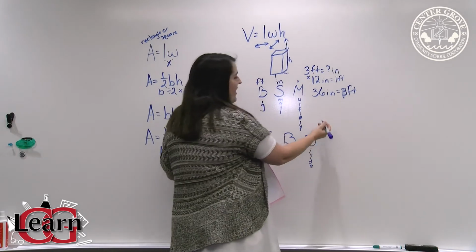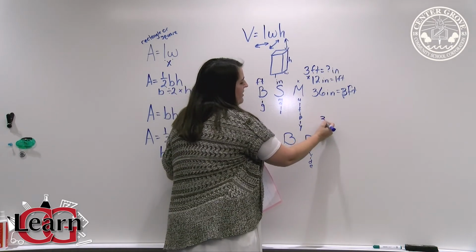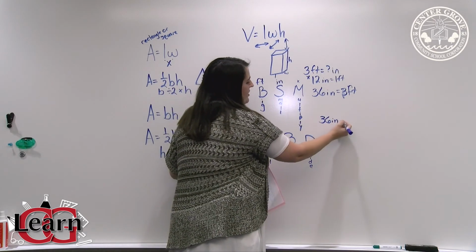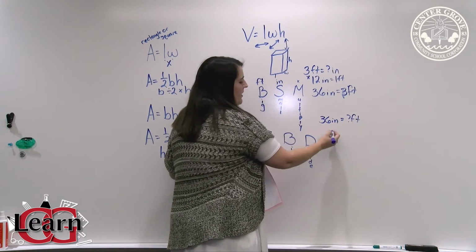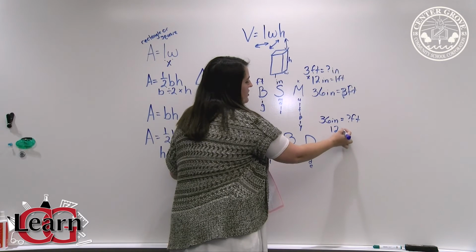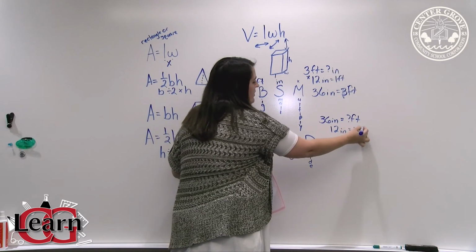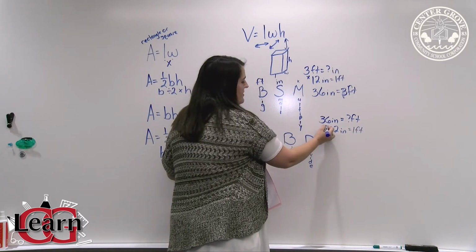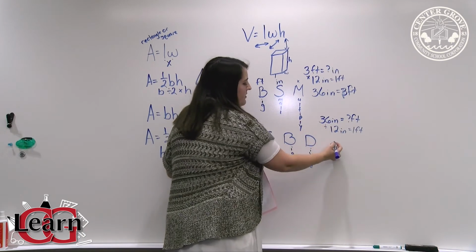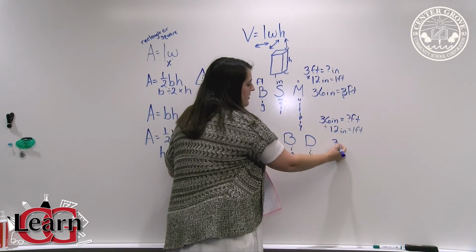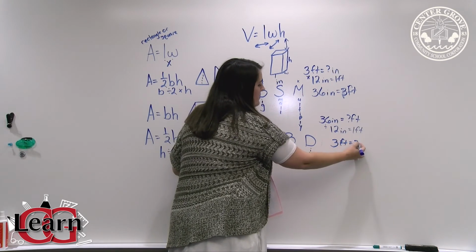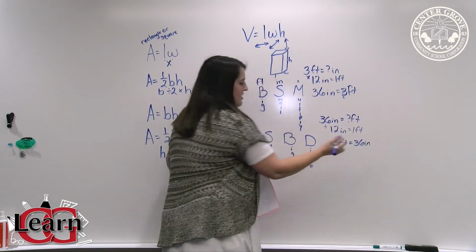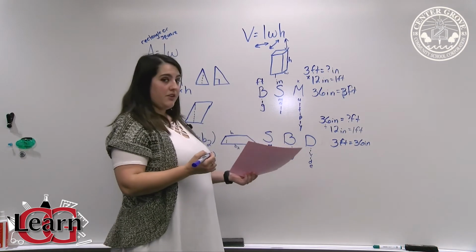Then if we were doing the opposite, if we want to know how many feet are in 36 inches, we again know that there are 12 inches in 1 foot. So we would take 36 divided by 12, which would give us 3 feet equals 36 inches. That's for standard units of measure.